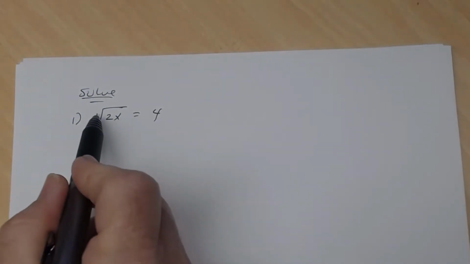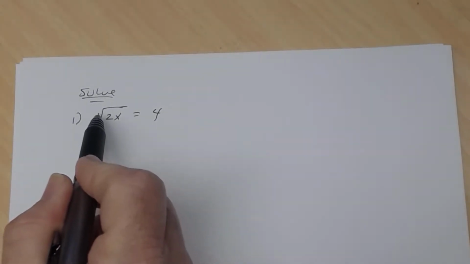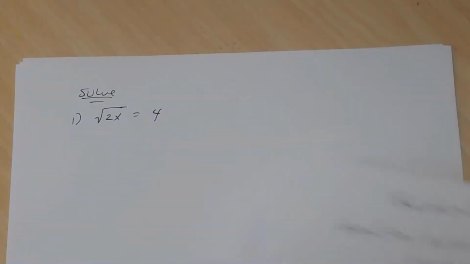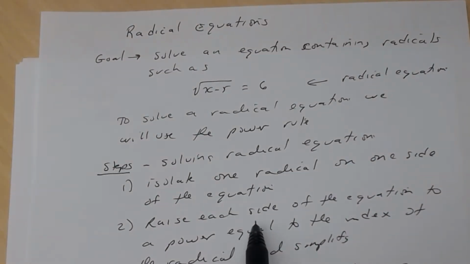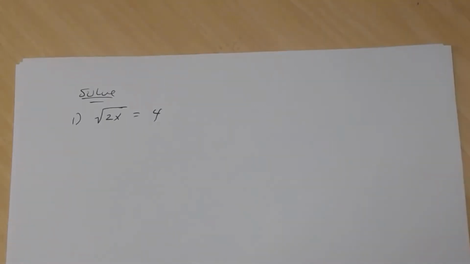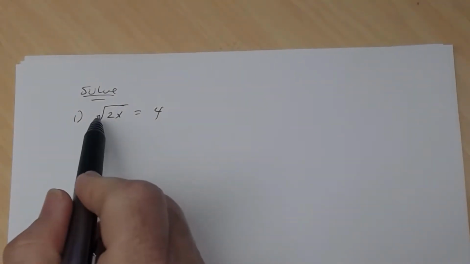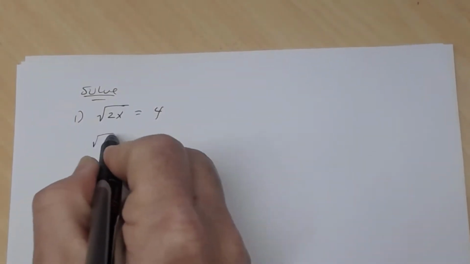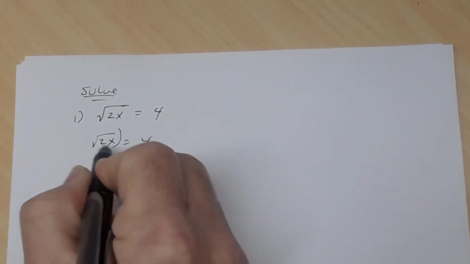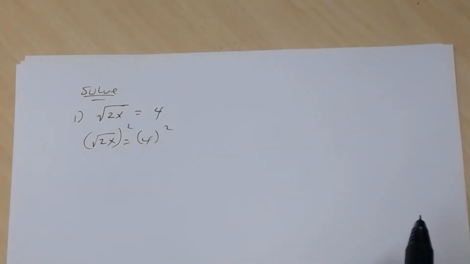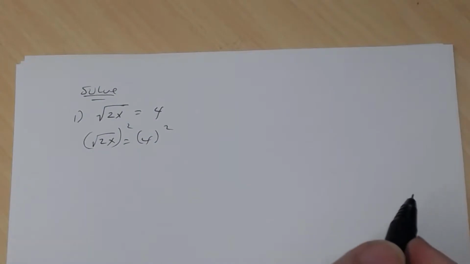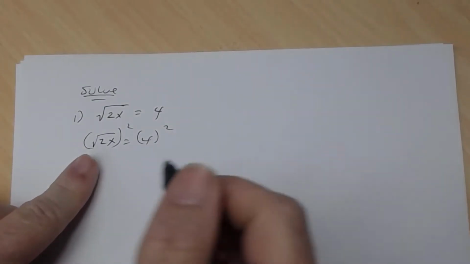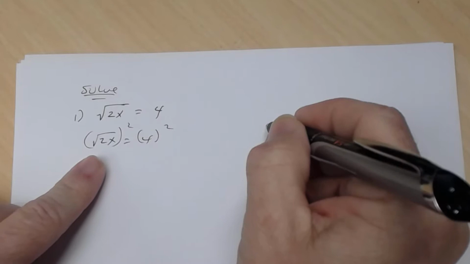All right, so look at your index. My index is 2, square root 2. So step 2 says, now we're going to raise both sides to a power equal to the index. So in other words, if my index is 2, then I'm going to square both sides. So in other words, I'm going to get this. So I'm going to square both sides, just like that. Okay? Now there's several things you have to remember.